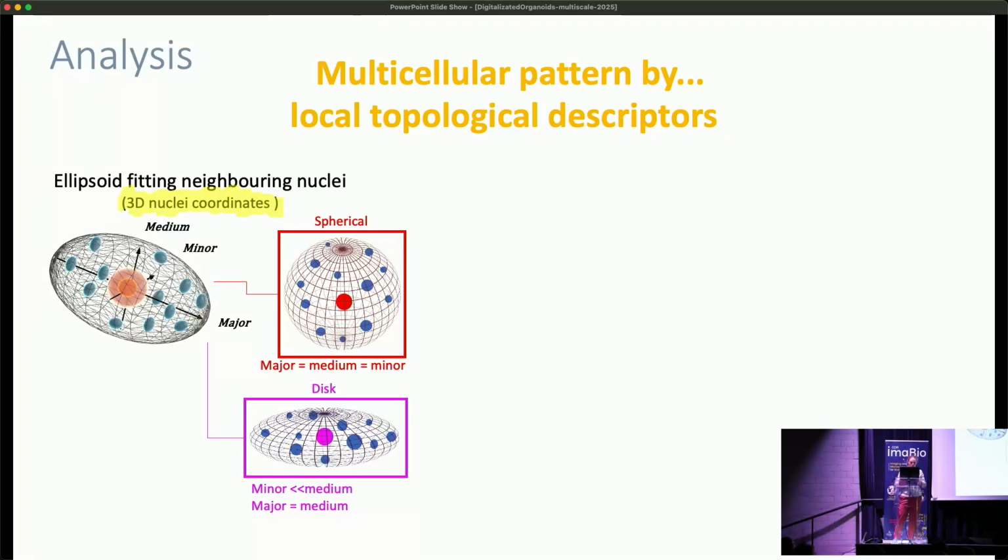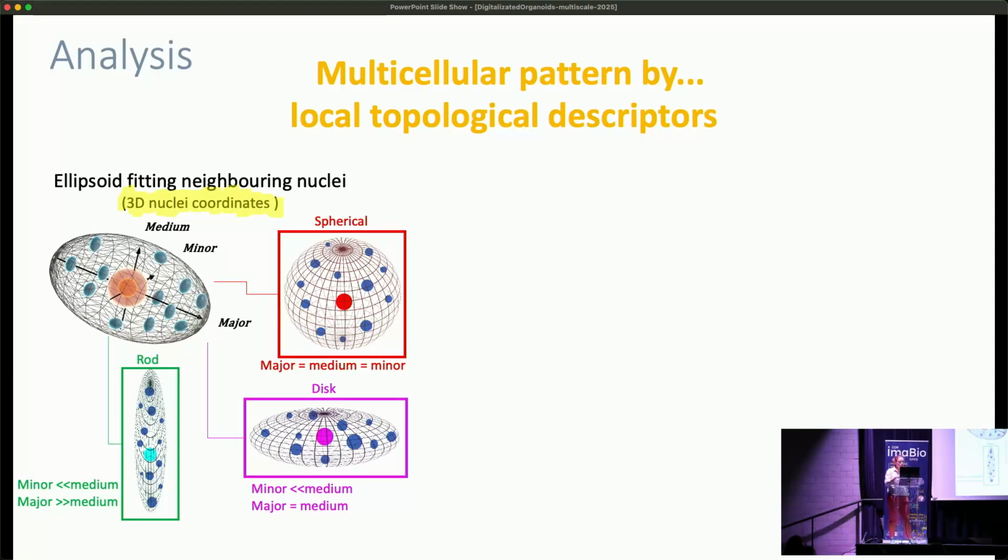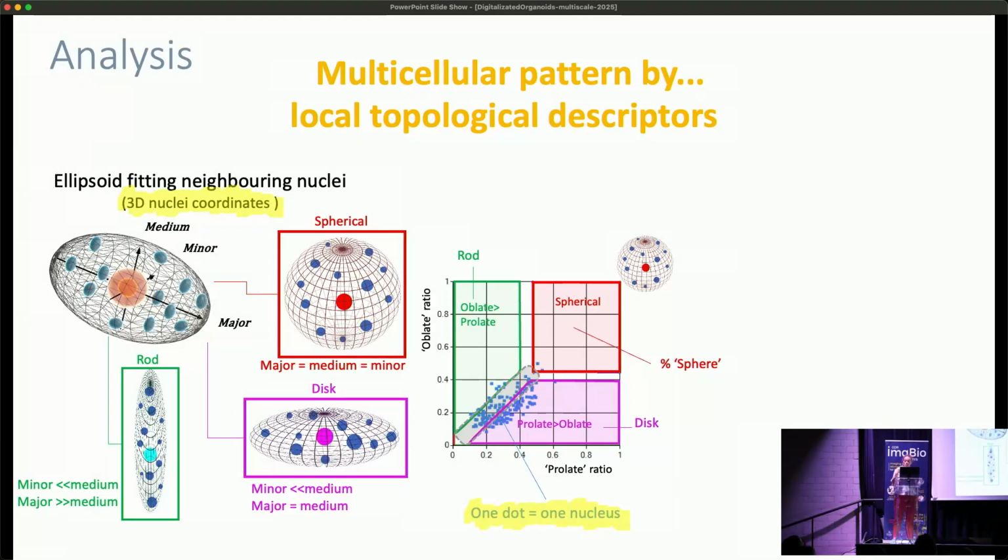Good luck. If you are not as crazy as that, you can also have this kind of configuration where you have a disk or a frisbee shape, where everything is more or less around you, but in two dimensions, not in the third dimension. Or you can have something that looks like a road, where you have a train of cells that are close to each other but aligned in one direction. And we can analyze that and plot the result using this scatter plot of prolate-oblate ratio.